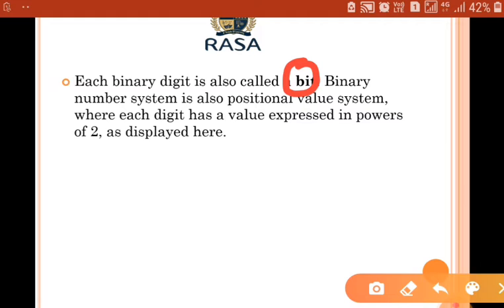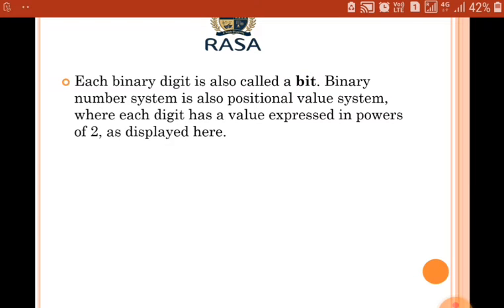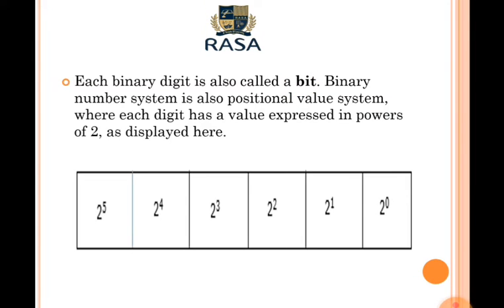Binary number system is also a positional value system where each digit has a value expressed in powers of 2 as displayed here. पोजिशनल वैल्यू सिस्टम जैसा कि आपका मैथमेटिक्स में होता है. मैथमेटिक्स में किसी भी नंबर की पोजीशन होती है, like first position is ones, then tens, then 100, then 1000 and so on.